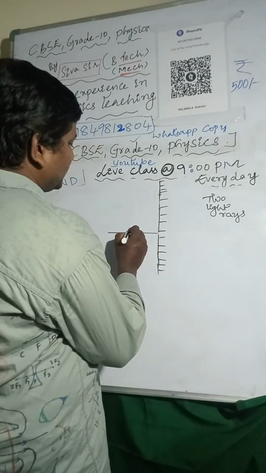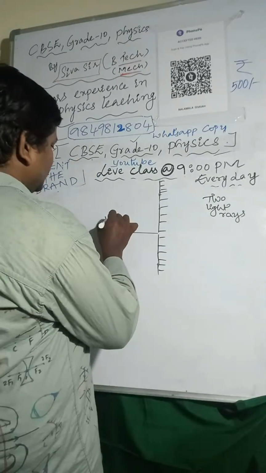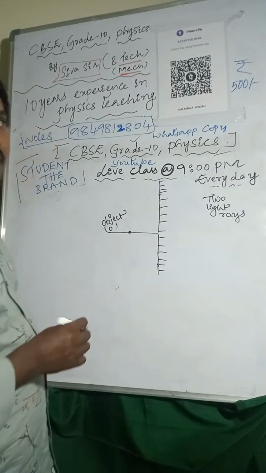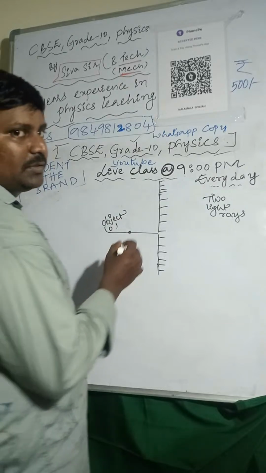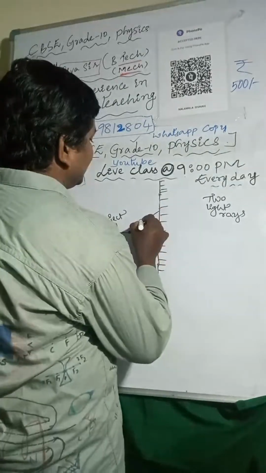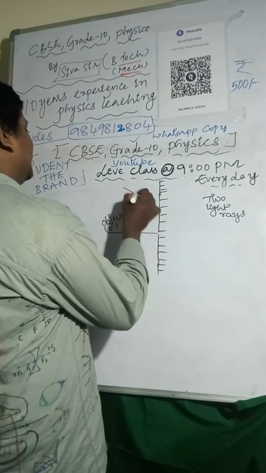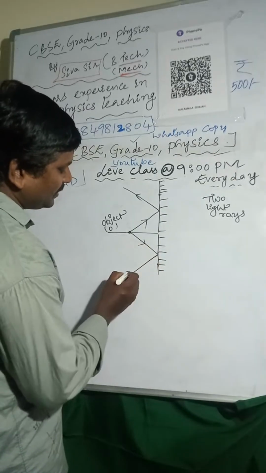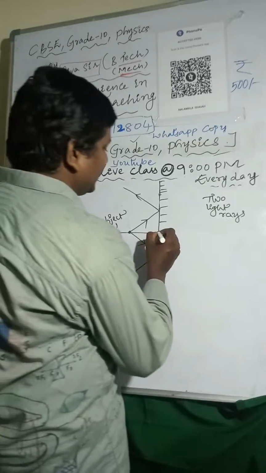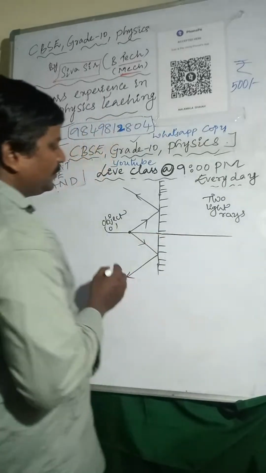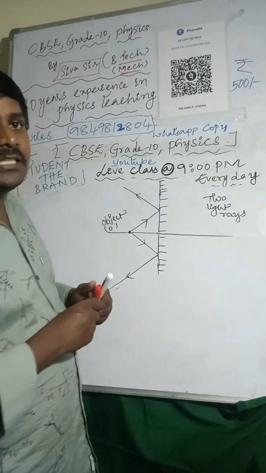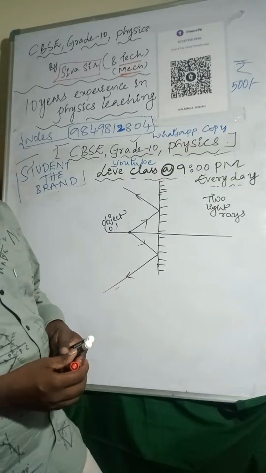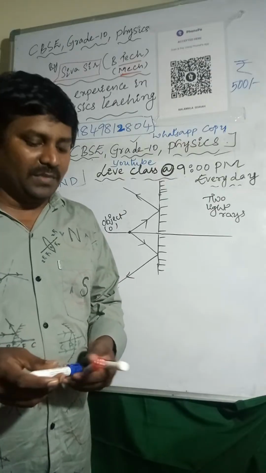So here I'm considering the object O. One light ray I am taking like this. This is the incident ray. So this is the reflected ray. So I'm considering one more light ray like this. So it will be reflected. So if you are extending, see here, how many light rays are required to form the image of the object? Minimum 2 light rays are required to form the image of the object.